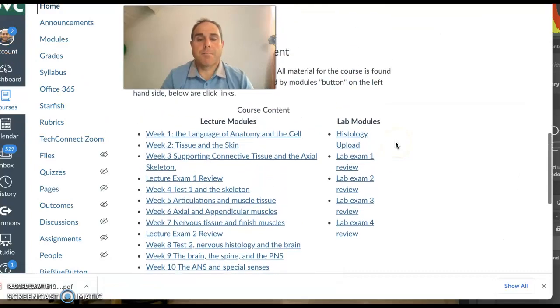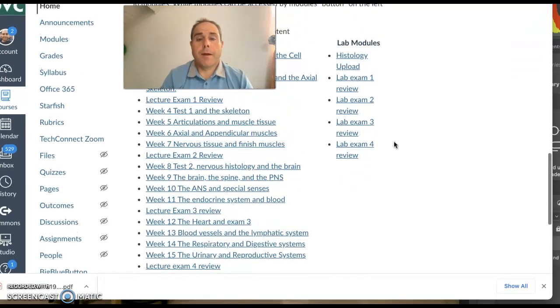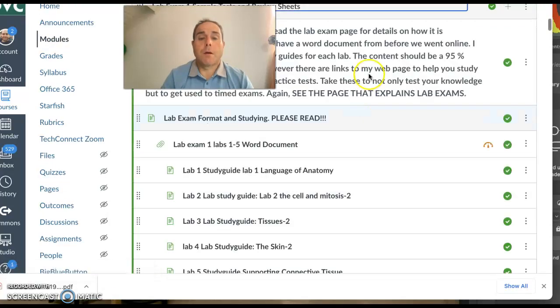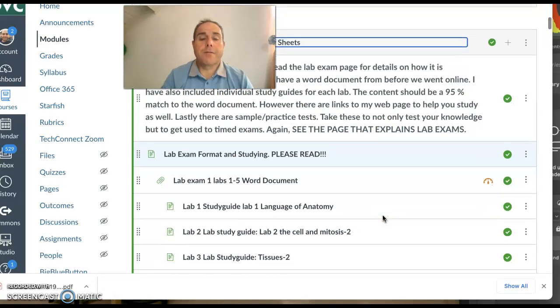To find the study guides, you go to the home page, and we go here, lab modules, histology to upload, lab exam 1 study guide. Presto, we're on the study guide for lab exam 1. This is actually the same module right here. So I explain it, it's on labs 1 through 5, and I have it in two formats.